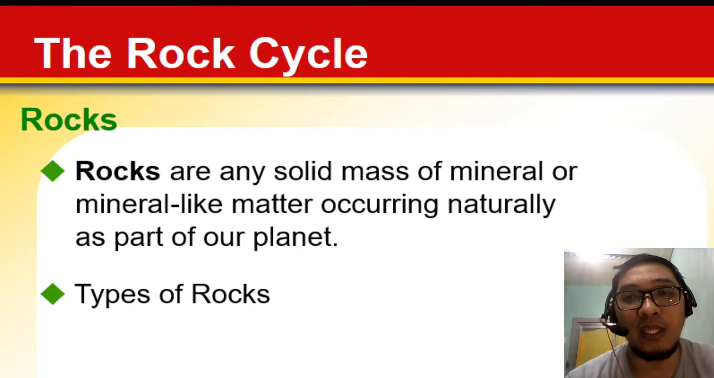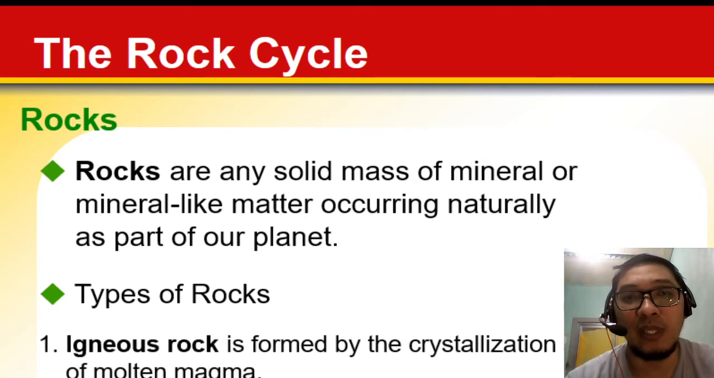Rocks could be classified into different types. The first one, we call them igneous rock. They're usually formed by crystallization of molten rocks. Usually, where can you find samples of this kind of rock? Pause for a while and try to think of your answer.